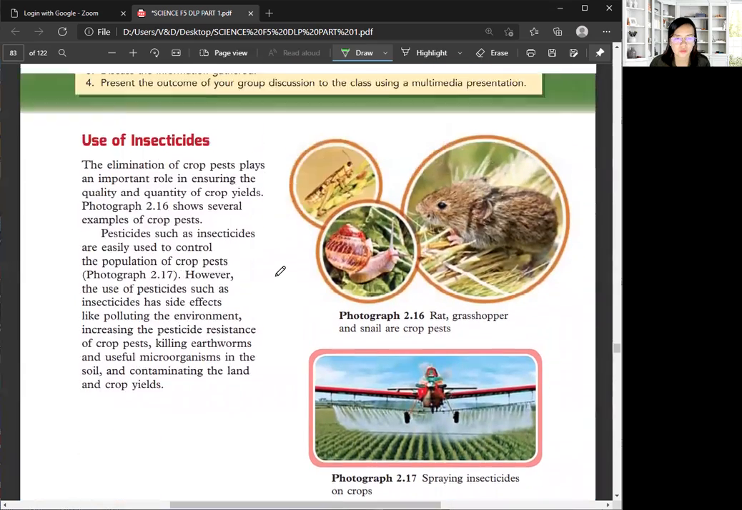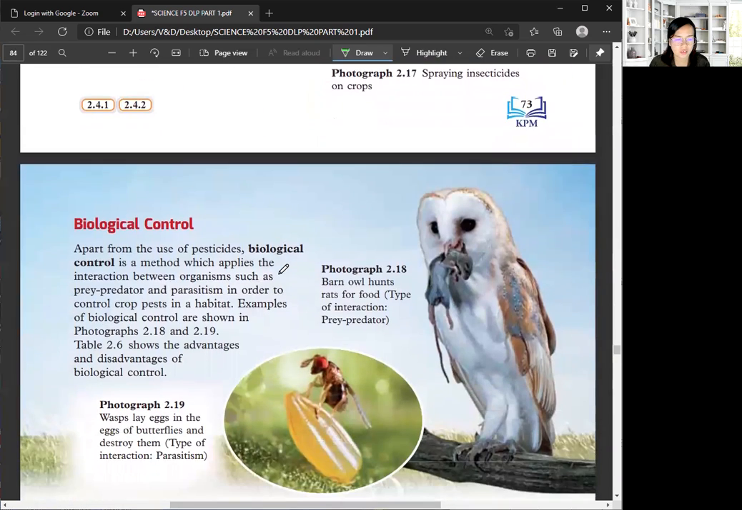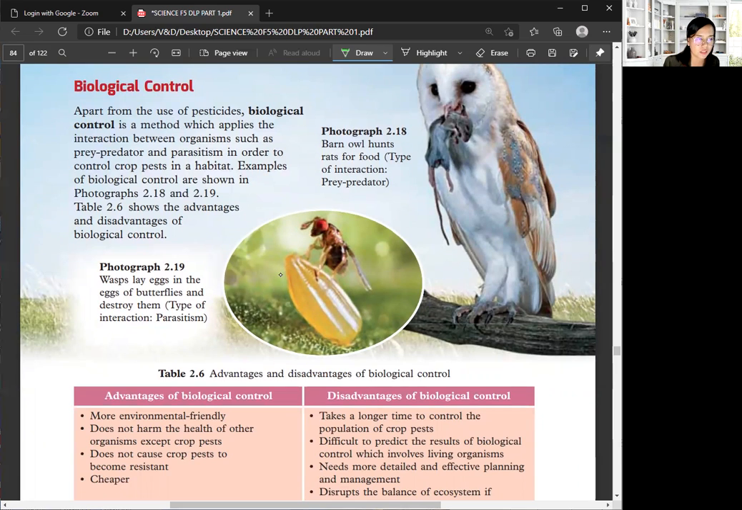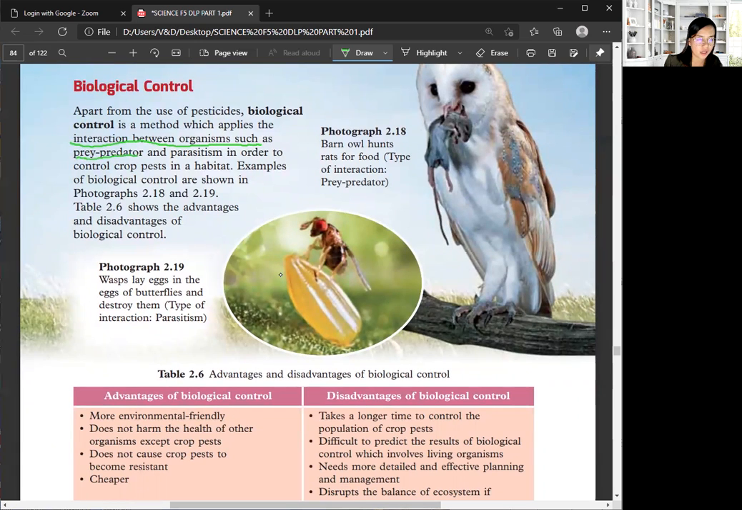Okay, so instead of using insecticides, there's another way we can use to control the pests. This is called biological control. So apart from the use of pesticides, biological control is a method which applies the interaction between organisms such as prey, predator, and parasitism. This is in order to control crop pests in a habitat. Selain menggunakan insecticide, kita gunakan organisme, jenis prey predator ataupun parasitisms. So the human itself will control the pest.